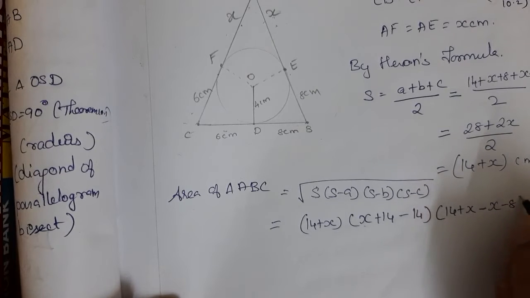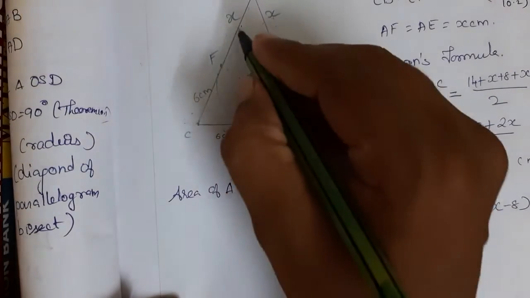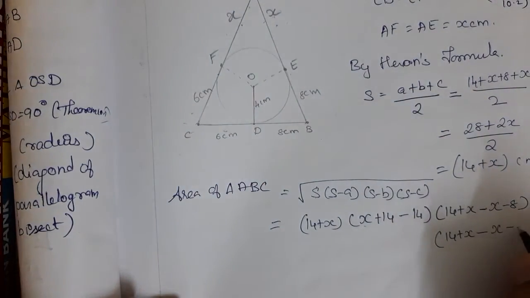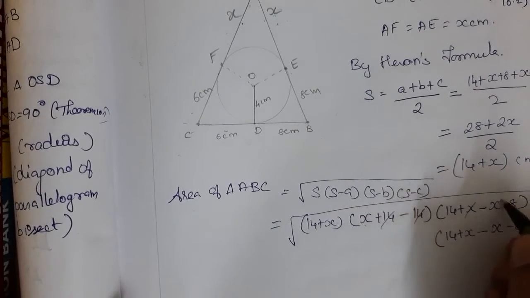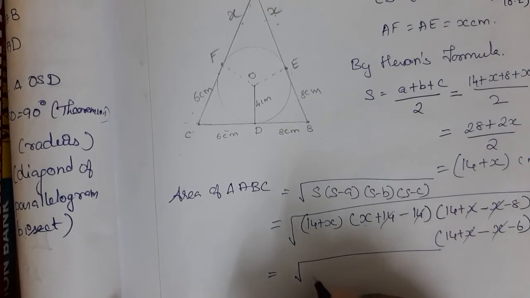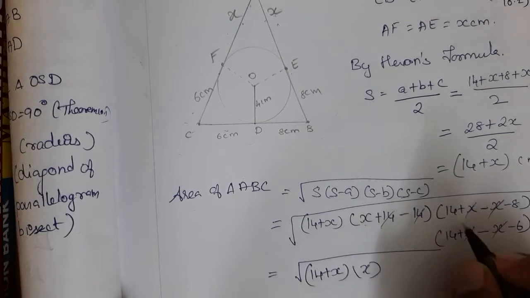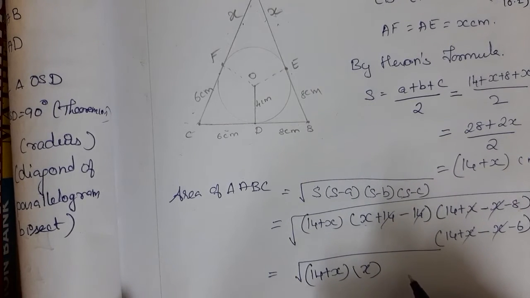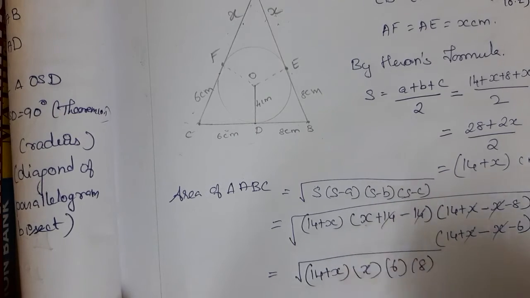So minus x minus 8 into here. Also s minus a is 14 plus x minus c, which is x plus 6, that means minus x minus 6. So here plus 14 minus 14 is 0, plus x minus x is 0, and minus 6 plus 6 is 0. So we will be getting it as 14 plus x into x, and here 14 minus 8 is 6, and 14 minus 6 is 8, right?